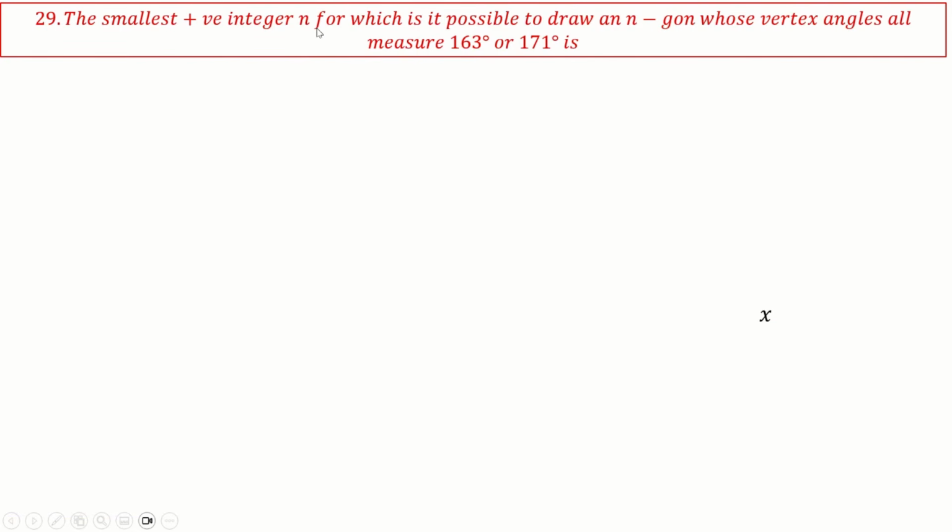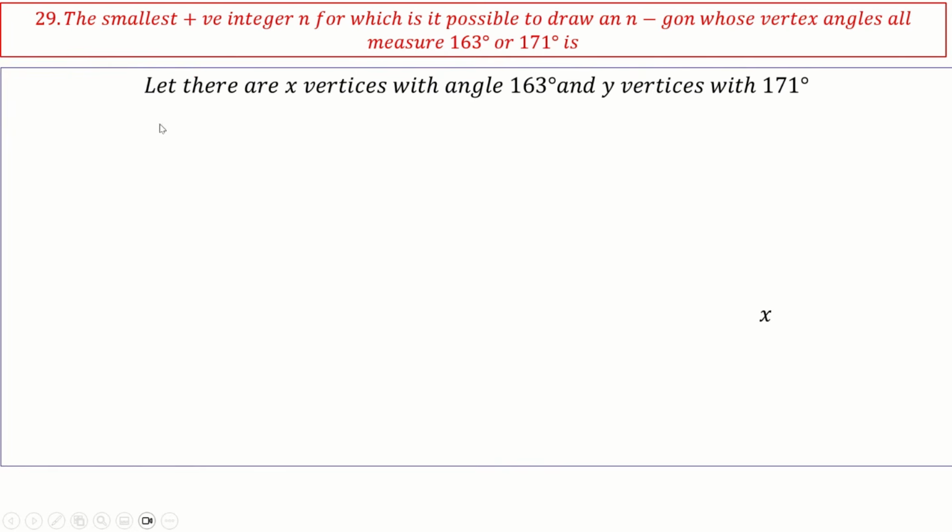The smallest positive integer n, for which it is possible to draw an n-sided polygon whose vertex angles are all measured in 163 degrees or 171 degrees. Okay, this is a simple one. Let there be x vertices with angle 163 degrees and y vertices with 171 degrees.